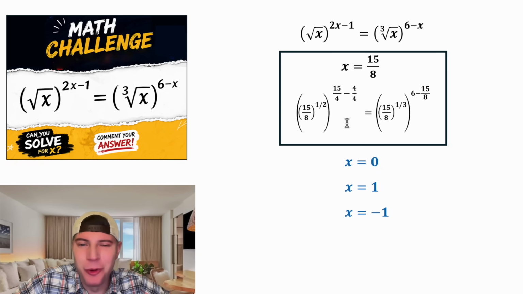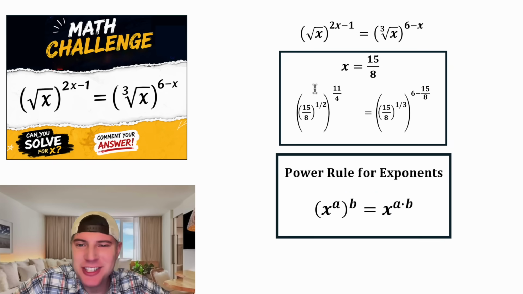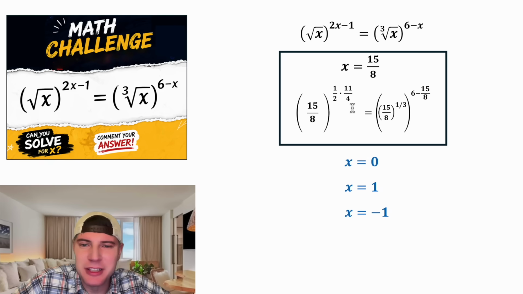And 15/4 minus 4/4 is equal to 11/4. And then using these notes, this 1/2 can multiply by the 11/4. So we're going to have 15/8 to the power of 1/2 times 11/4. And then 1/2 times 11/4, 1 times 11 is 11, and 2 times 4 is 8. So this will become 11/8. So on the left-hand side, we have 15/8 to the 11/8 power.